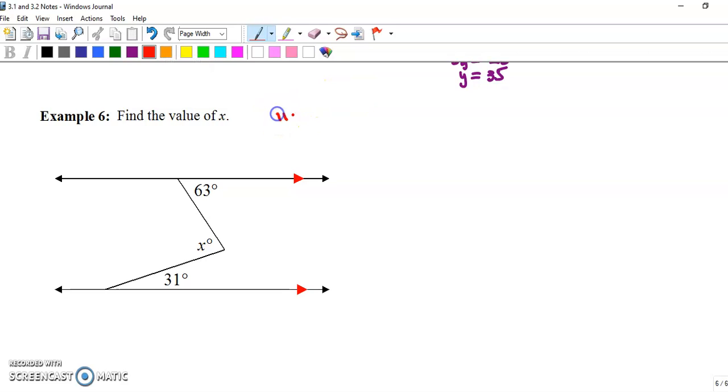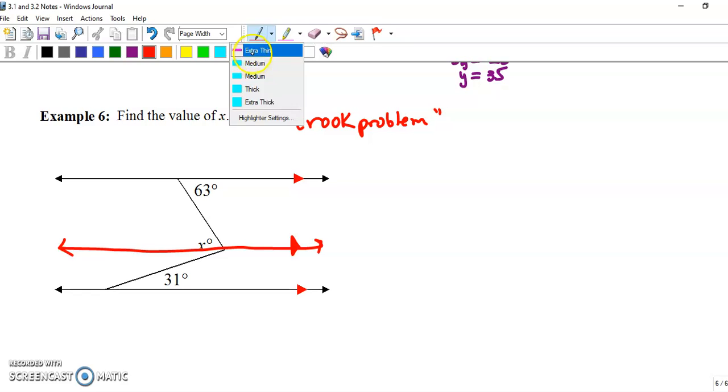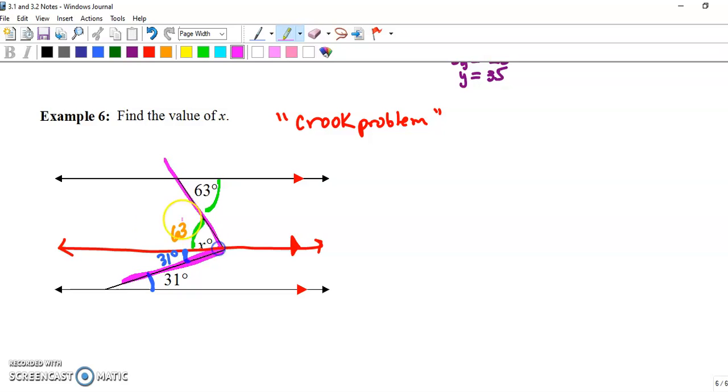Okay, and just like I said, you can try to ignore part of the picture. So this is what often gets referred to as the crook problem. And sometimes what you have to do is actually add something to the picture. If I add a third parallel line in there, then by looking at two particular ones, if this is 63, this is 63. And in the same fashion, if this is 31, this is 31, just looking at the bottom half of the picture. So then if I want the x, it's the combination of the 63 and 31, and it would be 94. Okay?